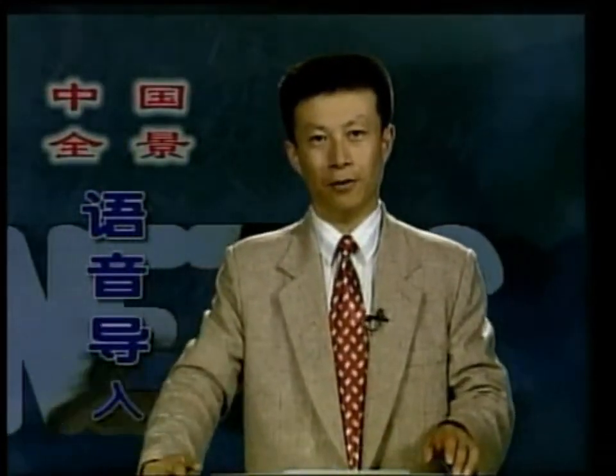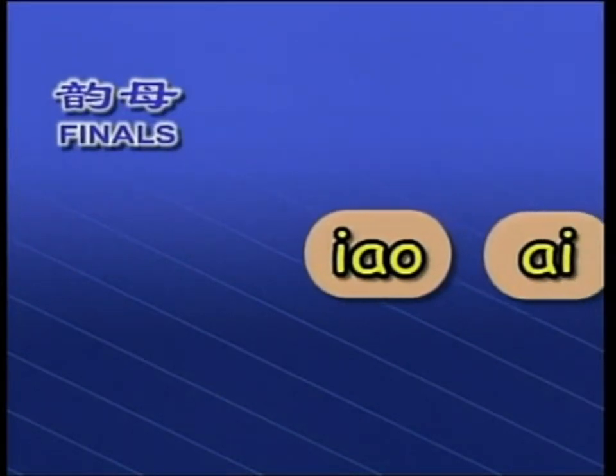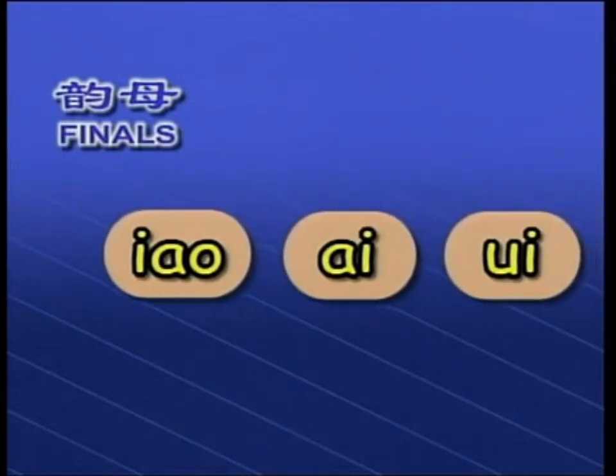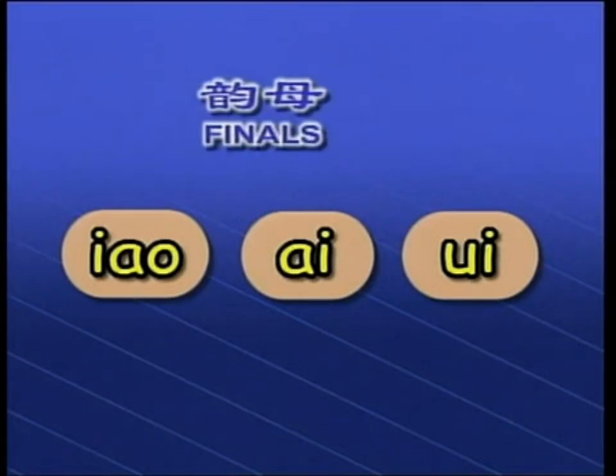Finals. Today, we'll learn the following finals. Compound finals. 腰，腰，ai，ai，wei，wei. When you pronounce the compound finals, ai and wei, you should move quickly from the first sound, a or u, which is pronounced long and loudly, to the second sound, i, which is pronounced shortly and softly.